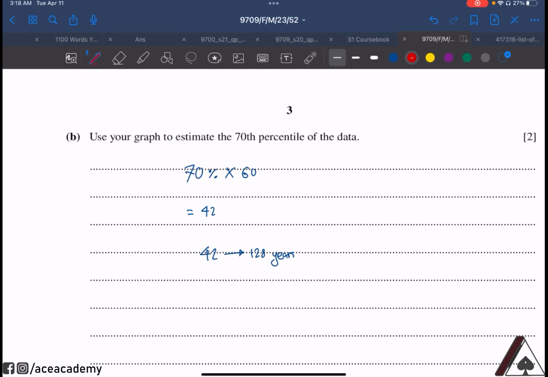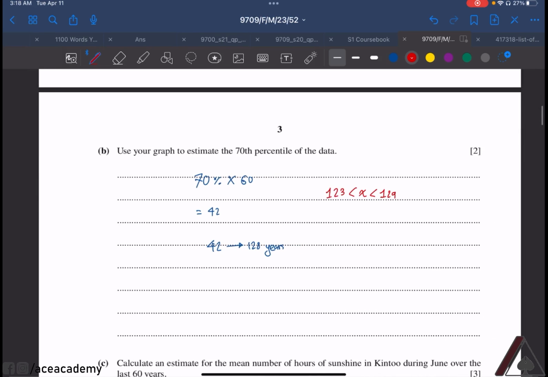So 42 would give us 128 years, and this is correct because your graph will give a range of answers, and the accepted range for this question is 123 is less than x is less than 129. So if you have an answer that's within this range, you will get both marks for this question.